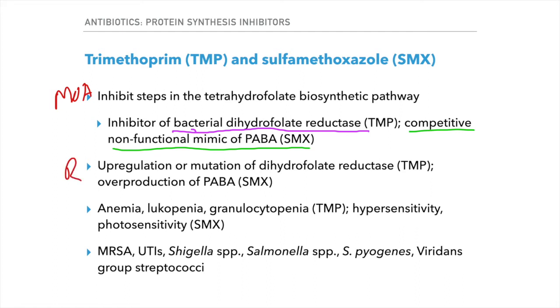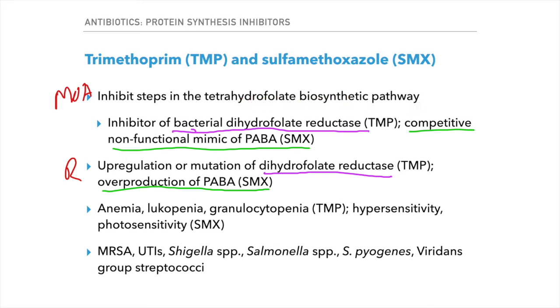Now, resistance develops to both of these drugs in unique ways. First, upregulation or mutation of dihydrofolate reductase is how resistance to TMP can evolve, whereas overproduction of PABA is a way to overcome sulfamethoxazole's action. And this makes sense because if sulfamethoxazole acts as a competitive non-functional mimic, if the bacteria can overwhelm the sulfamethoxazole with good PABA, then the tetrahydrofolate biosynthetic pathway can continue to function.